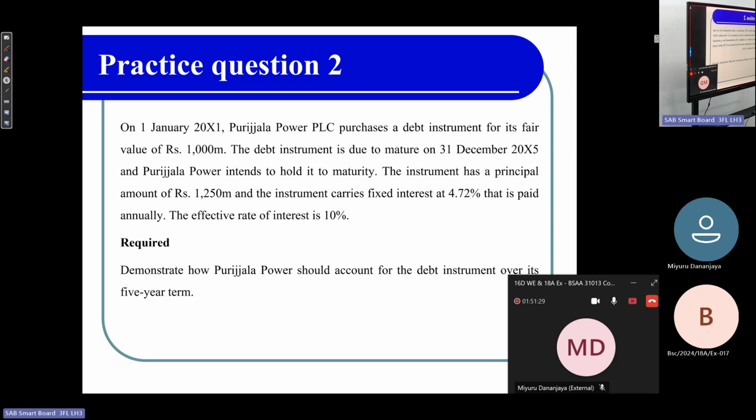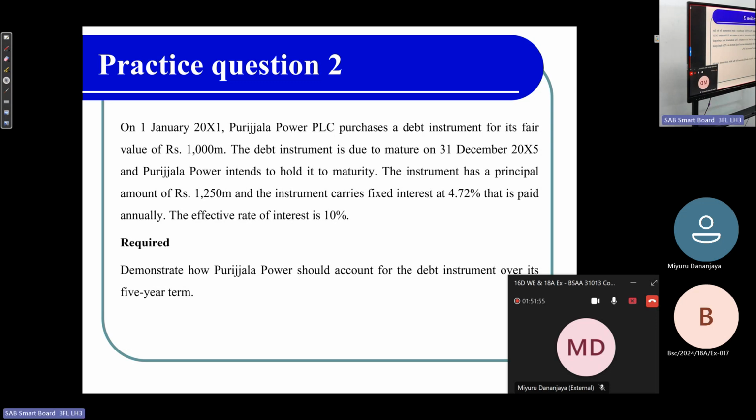There are mixed answers. Some are saying assets, some are saying liabilities. Urujila Power PLC purchases a debt instrument.